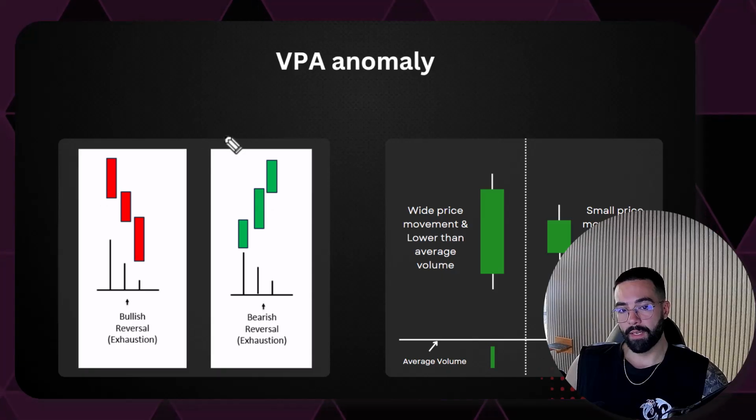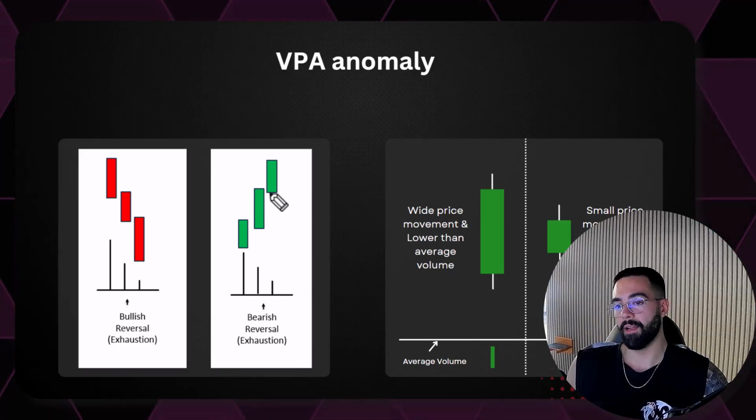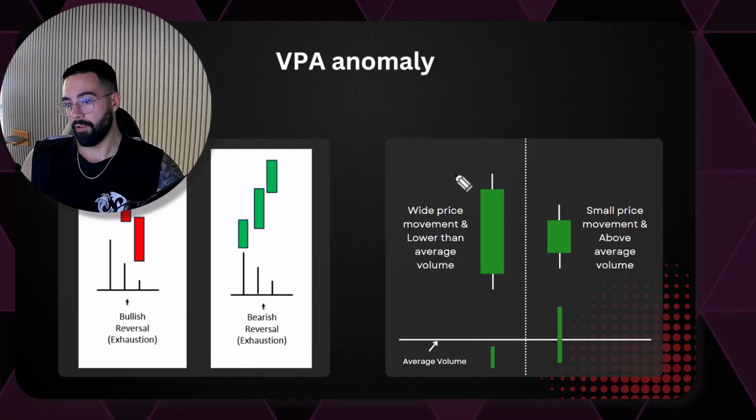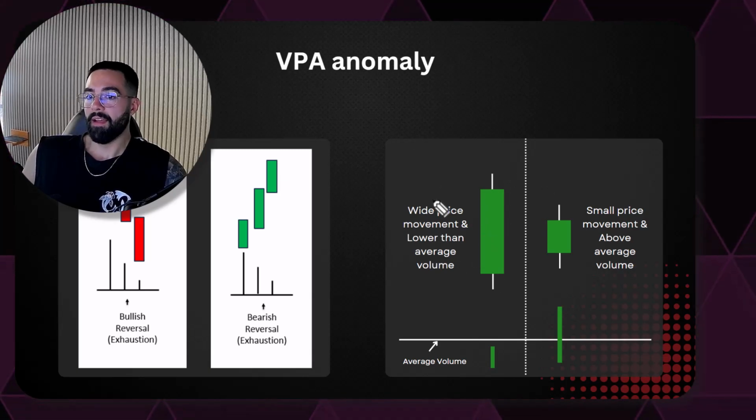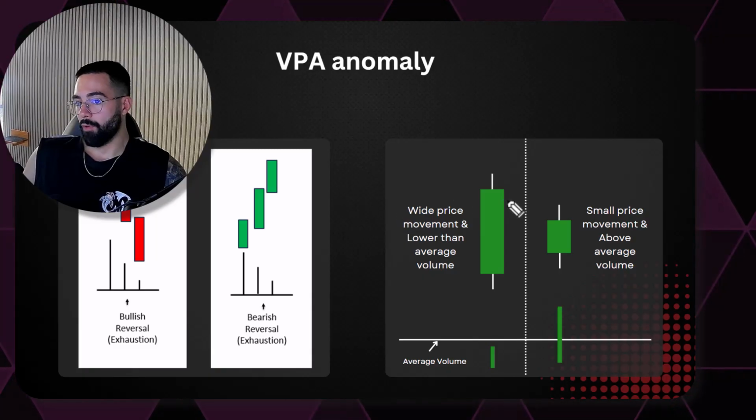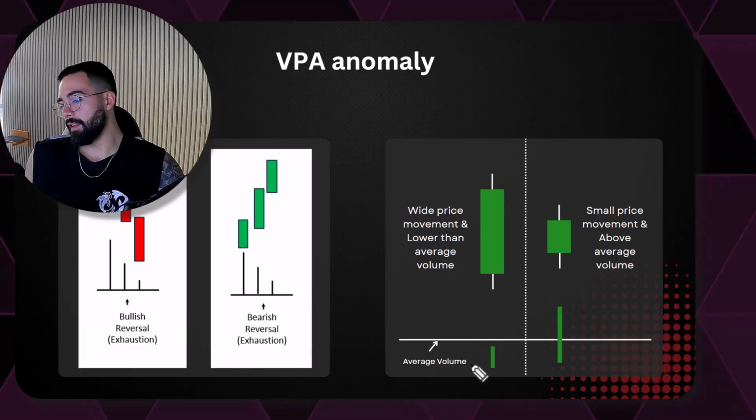This is 2 examples with a mix of candlesticks, so a match of 3 candlesticks. If we have only 1 candle, we want to see 2 kinds here of VPA. Either we can see a wide price movement and a lower than average volume. That's a sign that something is weird here.